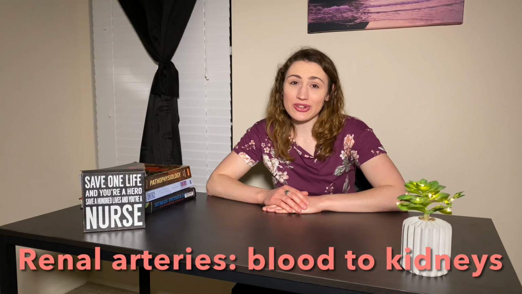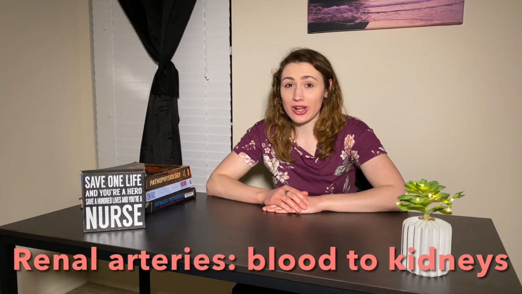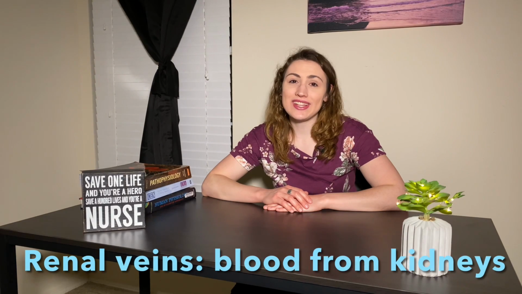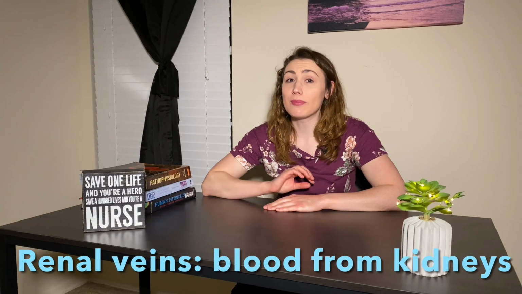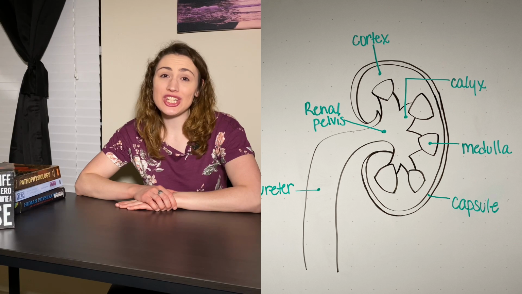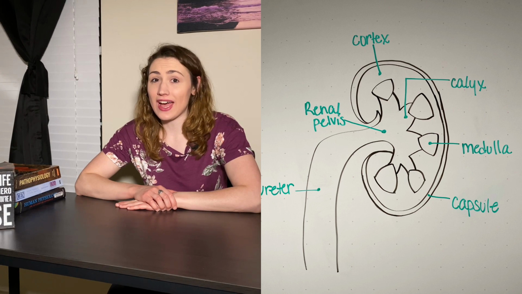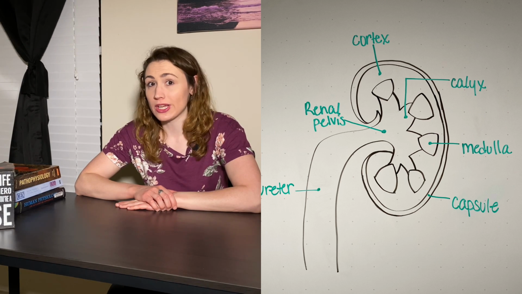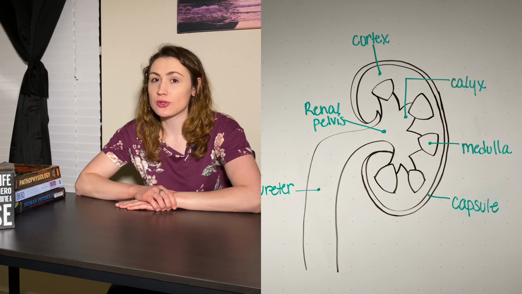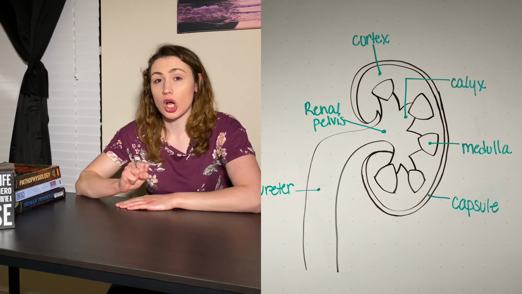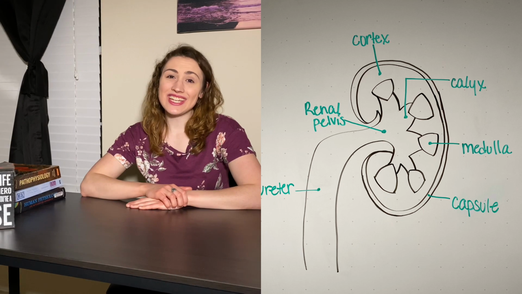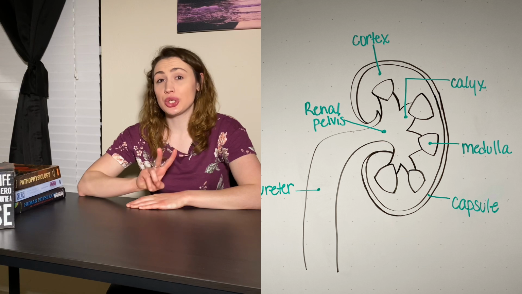Now, renal arteries branch off the abdominal aorta and bring oxygenated blood to the kidneys. And renal veins bring deoxygenated blood from the kidneys and dump it into the inferior vena cava. Now, each kidney actually has a good amount of fat and connective tissue that support it. And each kidney is surrounded by a membrane called a capsule, which helps absorb shock and protect the kidney from sudden force. The kidney tissue itself is divided into 2 layers.